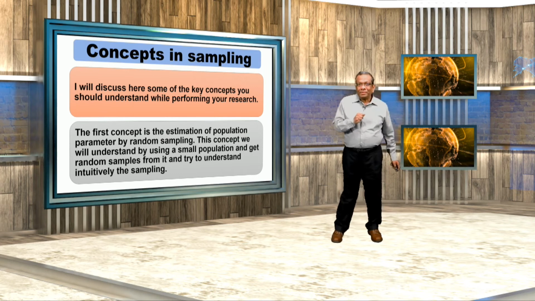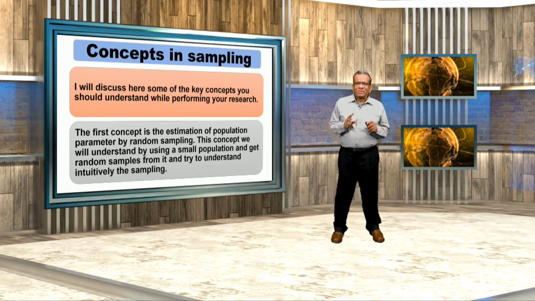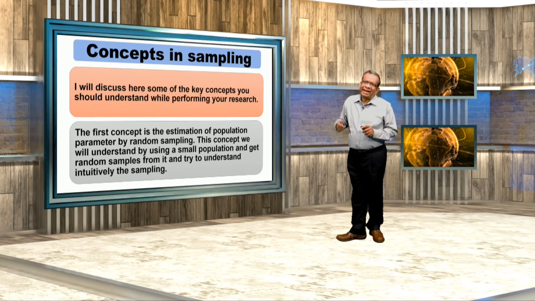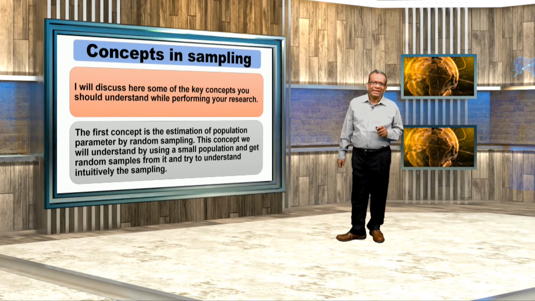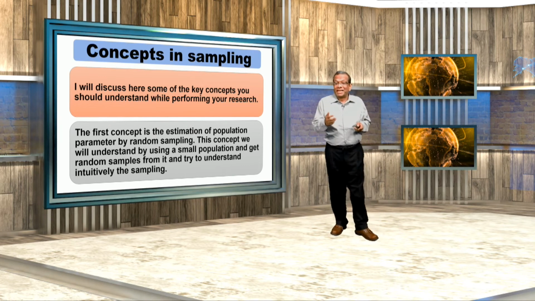Now, concepts in sampling. I will discuss here some of the key concepts you should understand while performing your research. The first concept is the estimation of population parameter by random sampling. This concept we will understand by using a small population and getting random samples from it and trying to understand intuitively the sampling. In fact, a better word is the power of sampling.